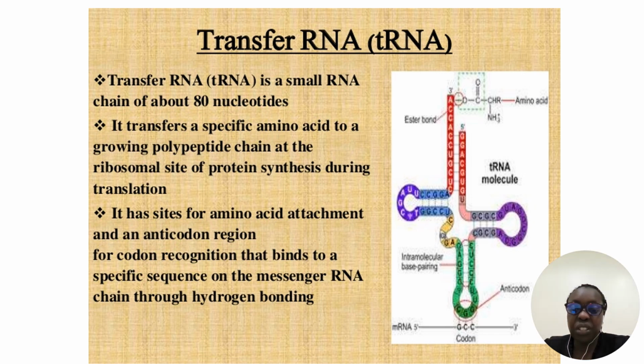So actually this one is the one that translates. On this one end, it can see the codon and read, like in this case, GCG, and it can be paired with it. And on this other end, it has that particular amino acid. And so it brings the amino acids close together to form the peptide bond. That's why we are saying the transfer RNA has sites for amino acid attachment and an anticodon region for codon recognition that binds to a specific sequence of the messenger RNA chain through hydrogen bonding.